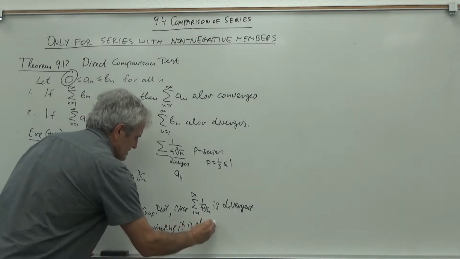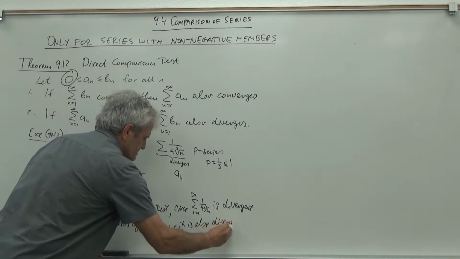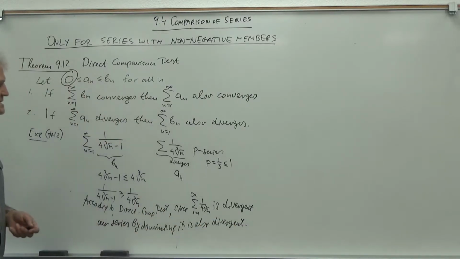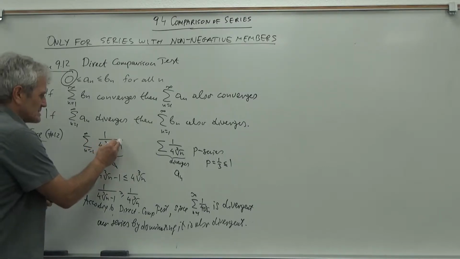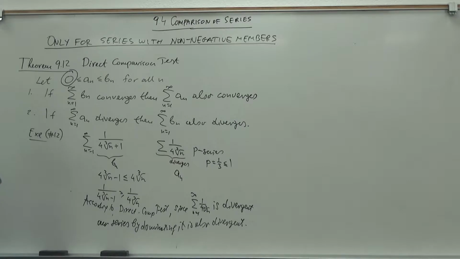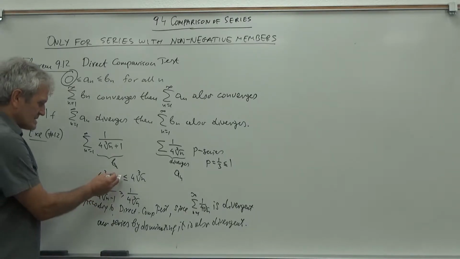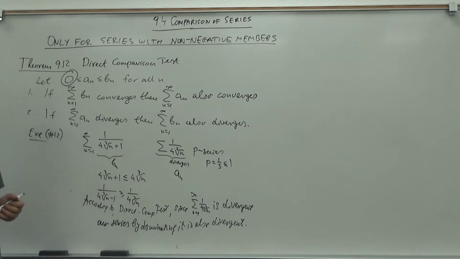Is also divergent. So it was fairly simple. Let me just make you think about something. What if we were not lucky enough? What if this was plus 1? Then I would still work the same way, but I would have little troubles because then this does not work anymore the way I like it.